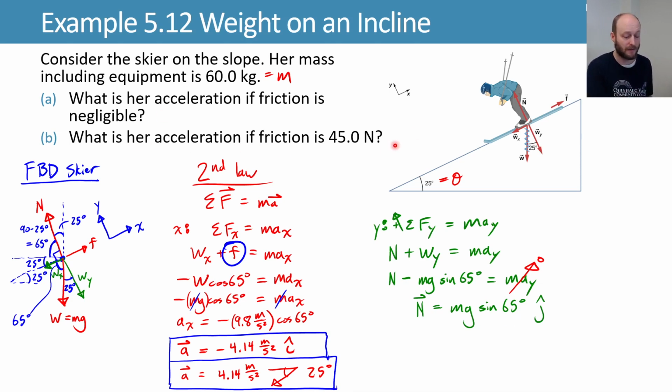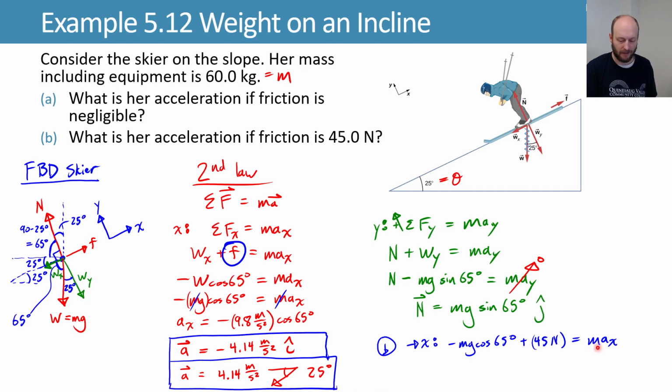What about part B? What about the acceleration if the friction is 45 newtons? Well, we can reuse all of this work up until the point where we said friction was 0. So coming back here, we can say, well, this is all true. It's just now we have a positive friction force that goes in there. And so we plug in the positive friction force, and I'll leave it for you, if you want, to solve through for what the acceleration is now. You have all the information over here.